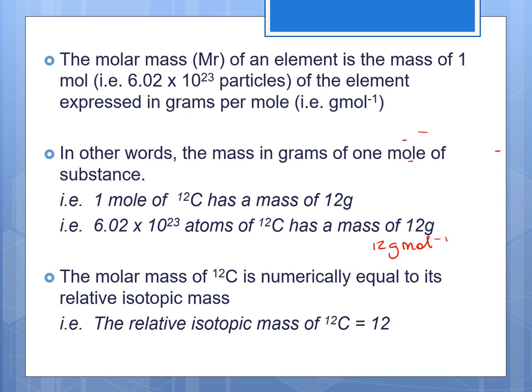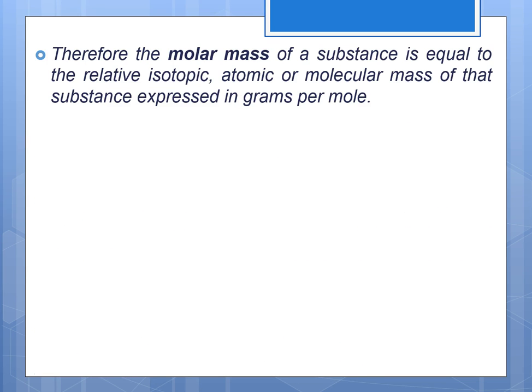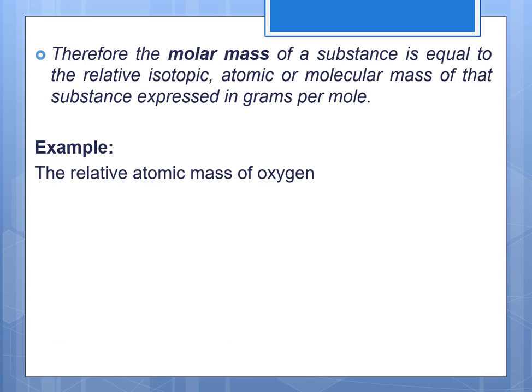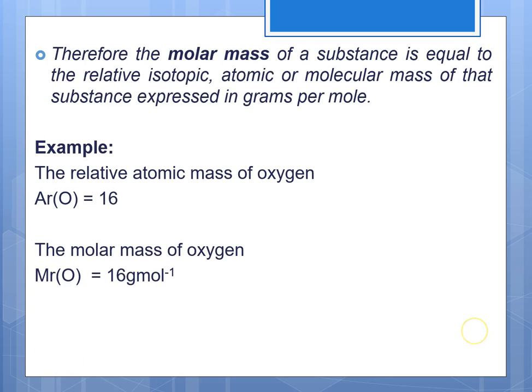Remembering that the relative isotopic mass of carbon-12 is 12. If we expand on that to any substance, compound or element, it's going to be the relative isotopic mass, or the relative atomic or molecular mass of that substance, expressed in grams per mole. So if we look at oxygen, you may remember that oxygen had a relative atomic mass of 16. The molar mass of oxygen will then be equal to 16 grams per mole.